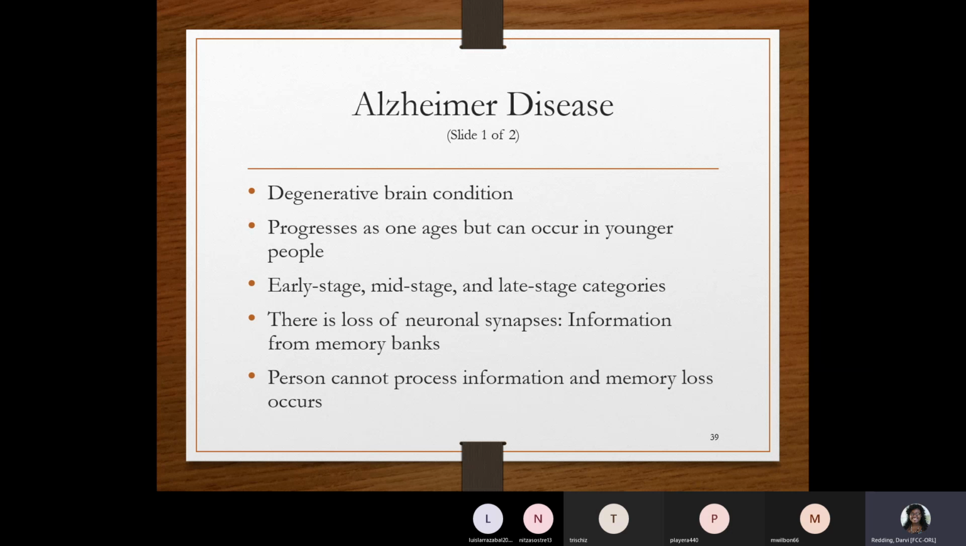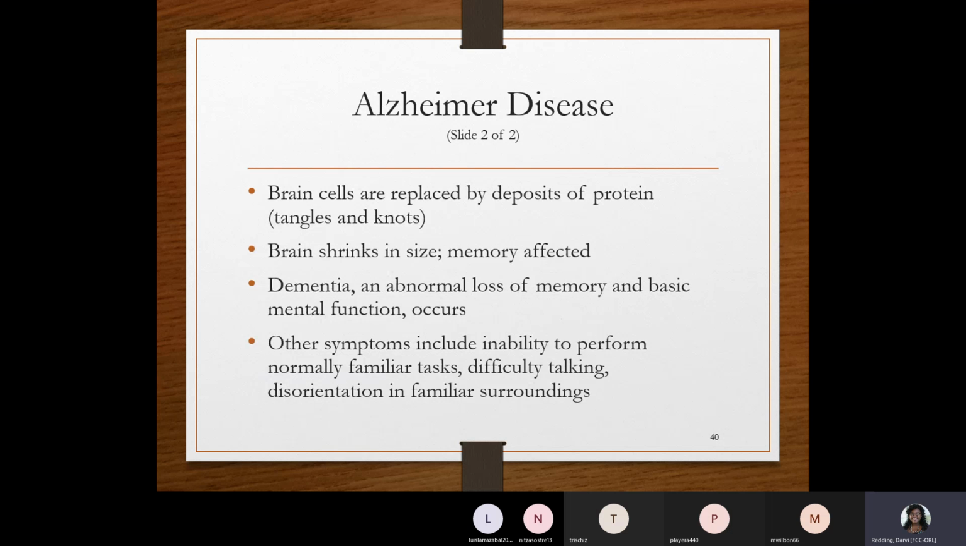There are even movies you might be familiar with. If you've ever seen the movie The Notebook, I'm not giving the movie away, but if you watch the first 5 minutes, you can tell the person has issues with remembering, and so that person suffers from Alzheimer's, using that as an example. Continuing to learn about Alzheimer's disease, the brain cells are replaced by deposits of proteins, so there are basically tangles and knots. And so the brain actually shrinks in size, and that's why the memory is affected.